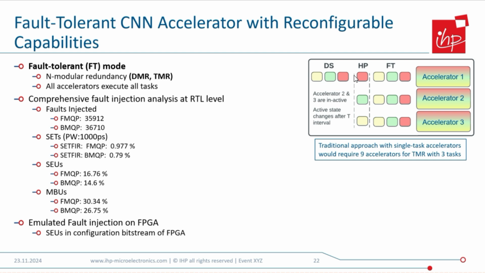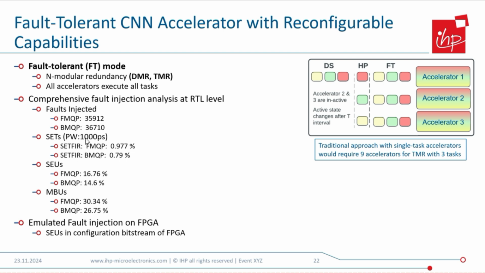In case of a fault tolerant mode, we have performed a comprehensive fault injection analysis. In fuse model, this is the total number of faults that were injected at the RTL level. And in branch model, this is the total number of faults which were injected. And we have considered three fault models: single event transients, single event upsets, and multi-bit upsets. So for single event transient, we have considered 1000 picosecond of pulse width.